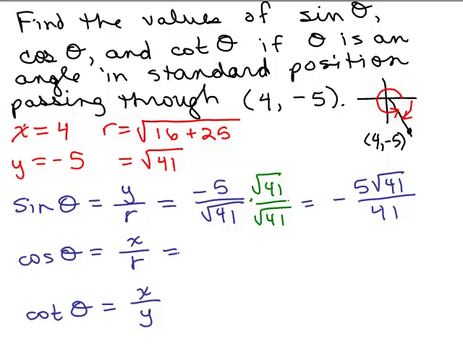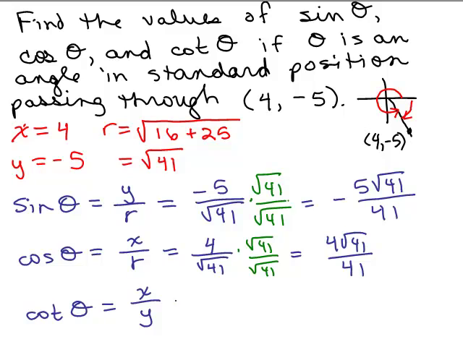Cosine of theta is the x, which is 4 in this case, over square root of 41. And again, we could rationalize the denominator by multiplying by square root of 41 over square root of 41, and that gives us 4 square root of 41 over 41.